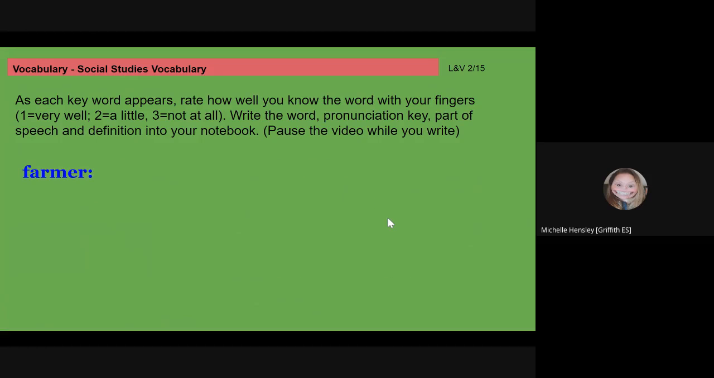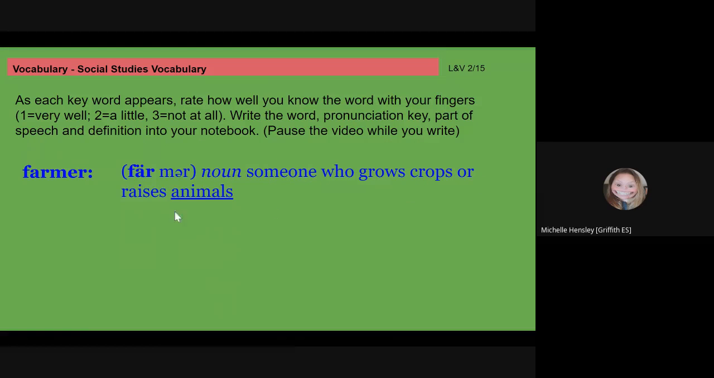Our next word is farmer. We've just said this a few times, haven't we? Farmer. How well do you know farmer? Is that a 1, 2, or 3 from you? Farmer. A farmer is a noun, and it's the person, someone who grows crops or raises animals. Okay. So remember that we learned that the suffix -er is someone who does something. So a farmer is someone who farms, right? Someone who grows crops or raises animals for food, right? Farmer, remember that suffix -er means someone who farms, someone who grows crops or raises animals.